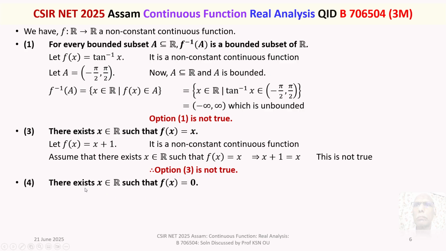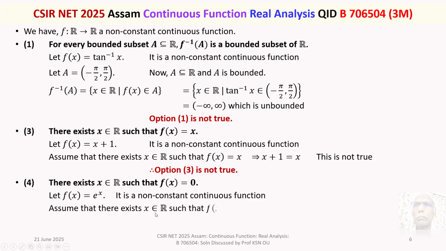Option 4, there exists an x belongs to R such that f of x is equal to 0. We have a very good example. A non-constant continuous function f of x is equal to e power x. Can e power x be 0 for any x belongs to R? No. For no real number x belongs to R, e power x is 0. Therefore, this is not true.